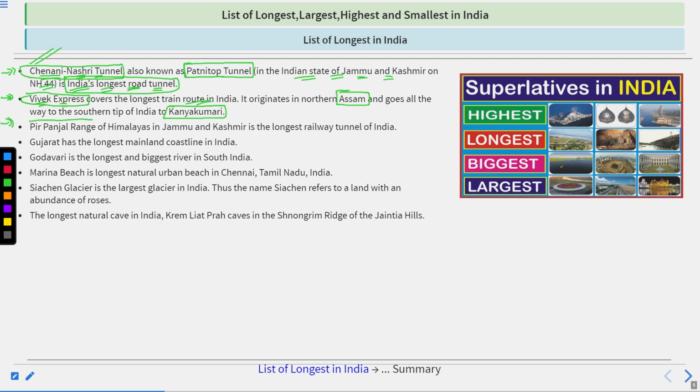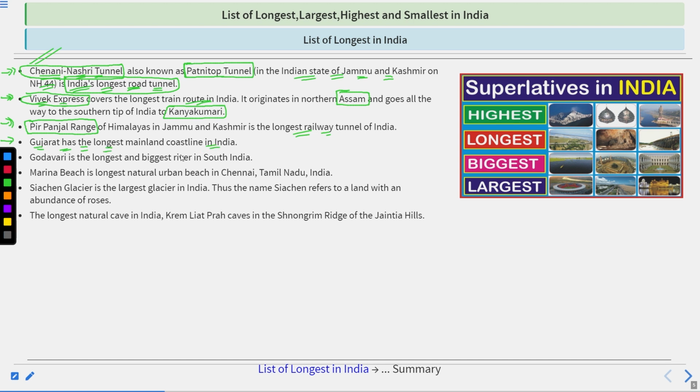The Pir Panjal Range. The Pir Panjal Range is a mountain range in the Himalayas in Jammu and Kashmir, and it also has the longest railway tunnel of India. Okay, it means beneath the mountains we have created a rail tunnel, which is actually the longest railway tunnel of India. Then we have Gujarat, longest mainland coastline in India.